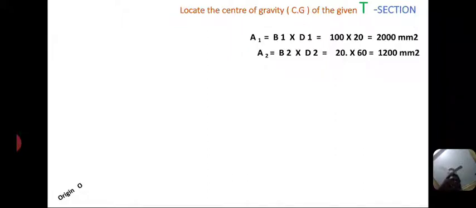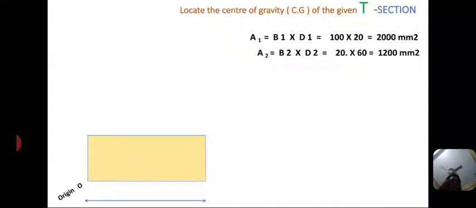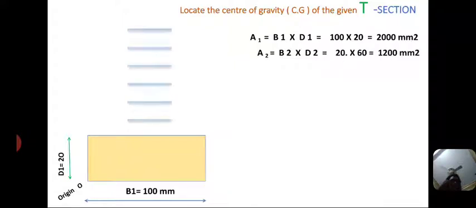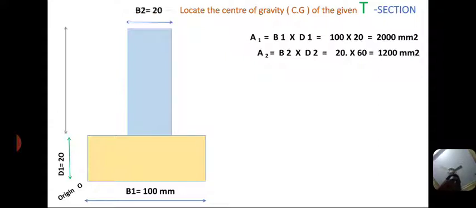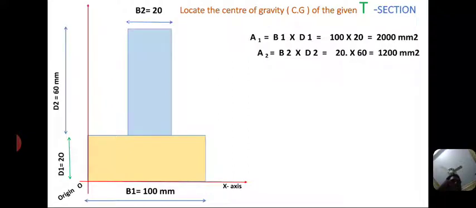Now A1 and A2 are the areas of the individual rectangles. A1 equal to the area of the bottom rectangle, that is A1 equal to b1 into d1, that is 2000 mm square, and A2 equal to b2 into d2, that is 1200 mm square. Now I am considering the reference axis, that is the bottom edge line is the x-axis and the left side corner edge is the y-axis.